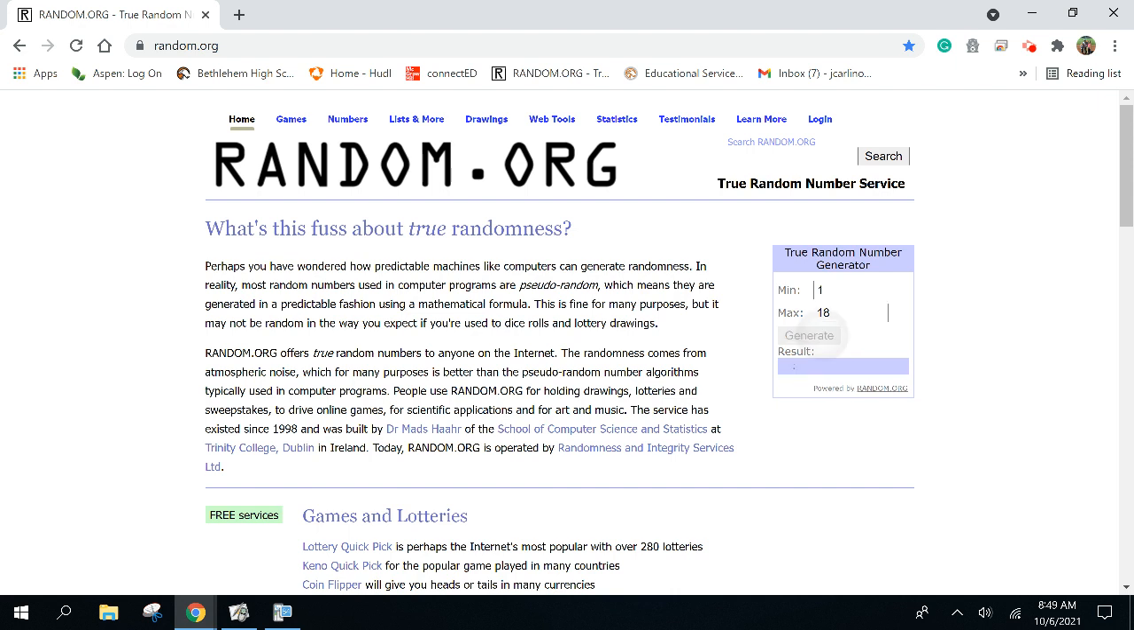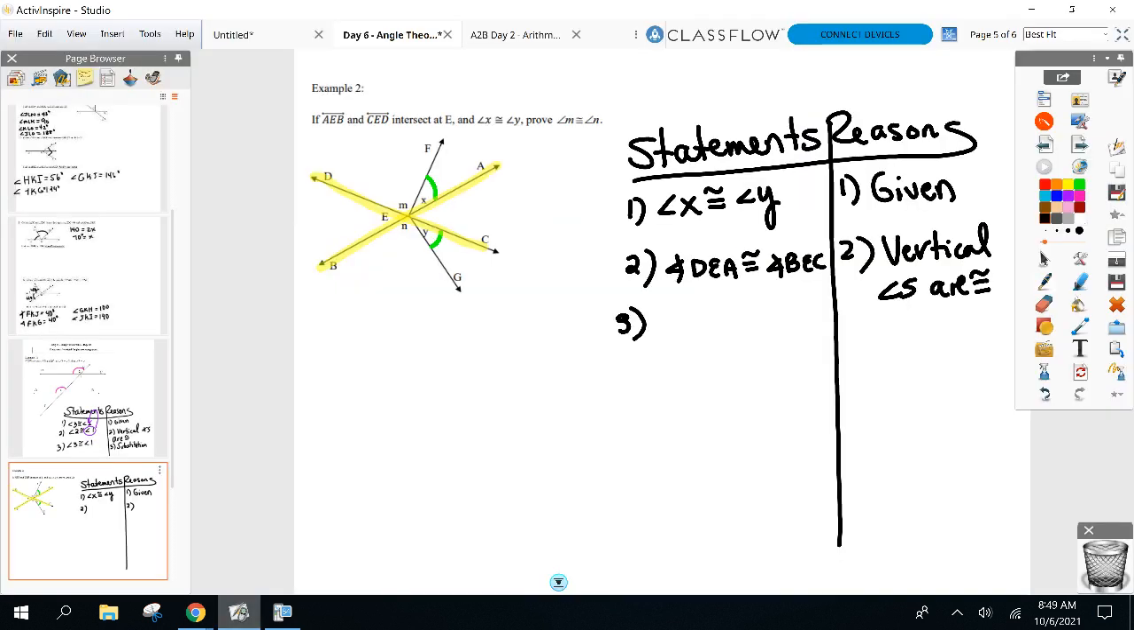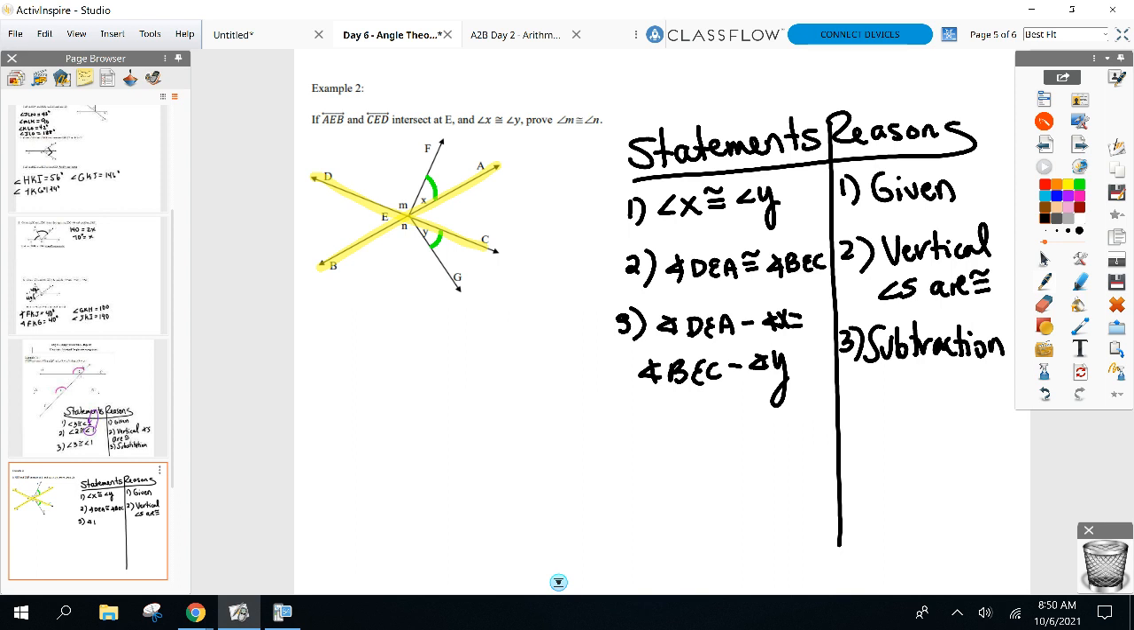Kevin, good call back there. Good to see you. Here we go. Lucy? Yep. You're on fire. Good job. Here we go. Grace, what am I subtracting? Angle DEA minus angle X is congruent to, go ahead, keep going. I got you. Angle BEC minus angle Y. Yep. DEA minus X equals angle BEC minus angle Y. Subtraction. And then right after, I'm going to substitute in.